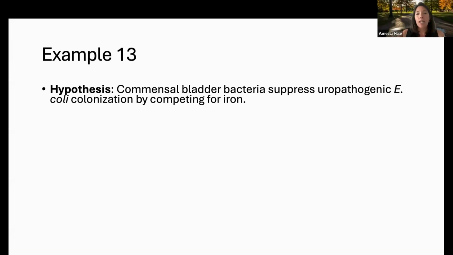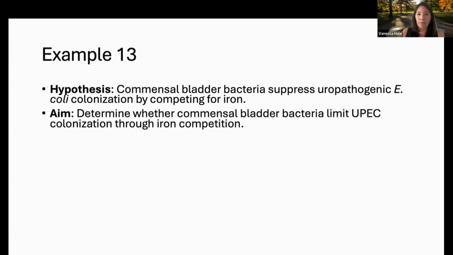Example 13, commensal bladder bacteria. Commensal just means not pathogenic, or microbes that might live in a healthy bladder. Commensal bladder bacteria suppress uropathogenic E. coli colonization by competing for iron. So we've got a specific hypothesis that we're looking at.